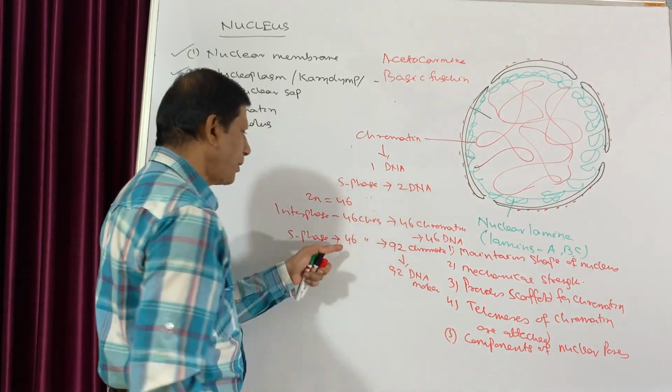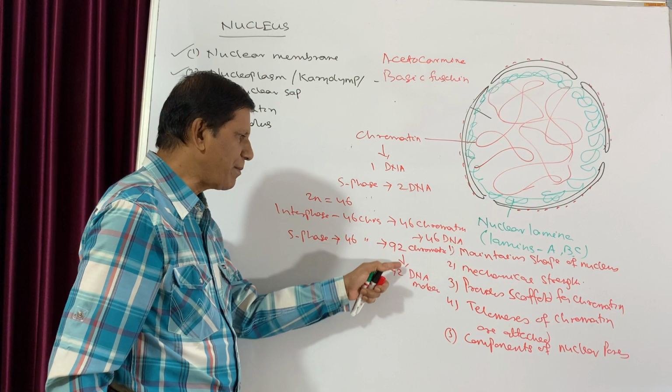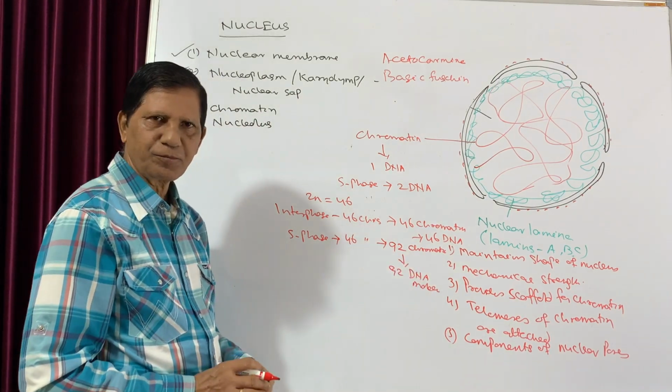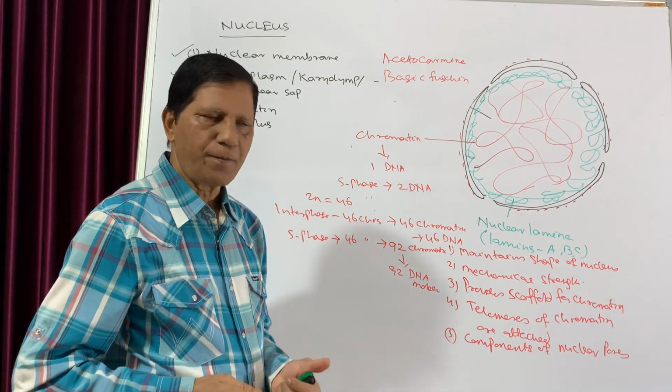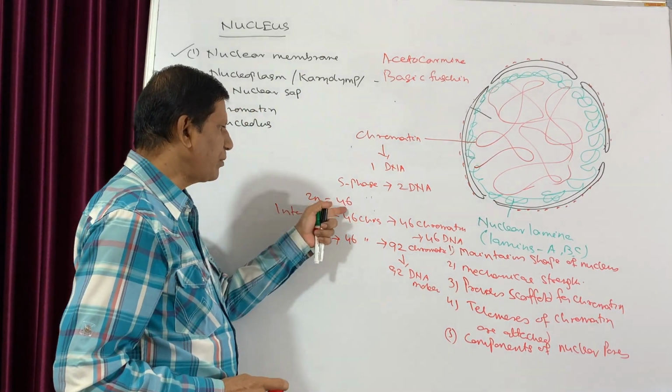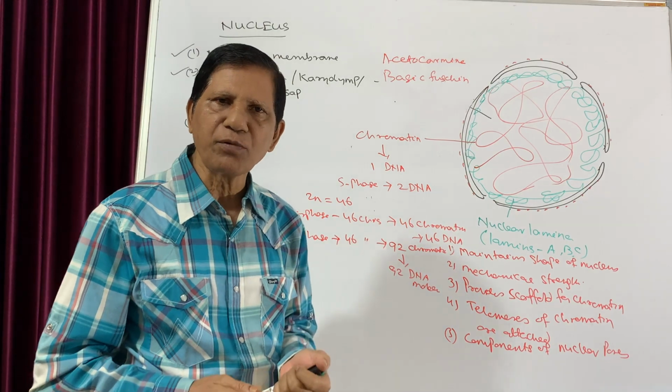That means the number of chromosomes remains the same, but the amount of DNA becomes doubled. Now, what is the amount of DNA? That also we can measure. Now when we say that 2n is equal to 46, this indicates the number of chromosomes.